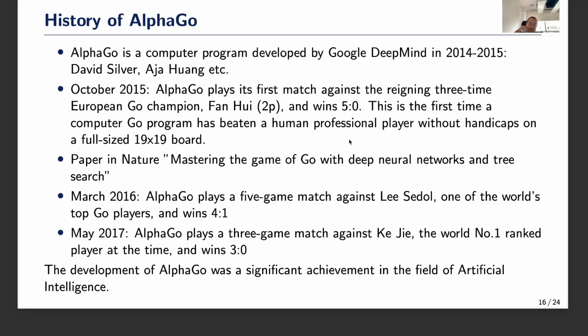Next, in January 2016, DeepMind published a paper, Mastering the Game of Go with Deep Neural Networks and Tree Search. This paper became legendary. It describes how AlphaGo combined policy networks, value networks, and MCTS to search efficiently.